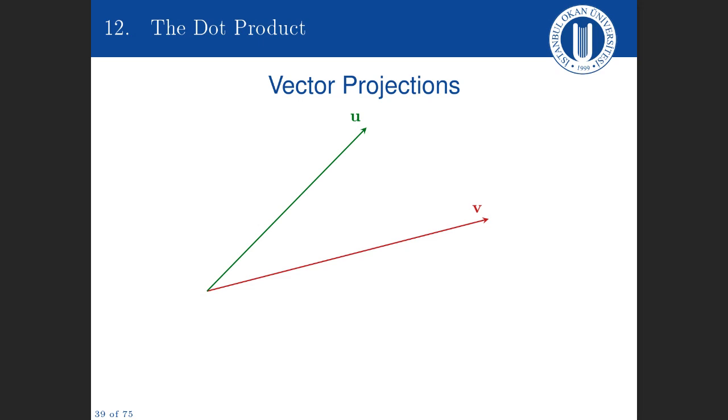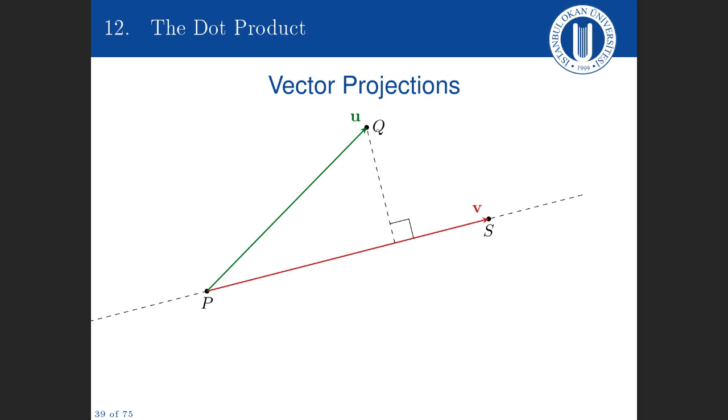Let's talk about vector projections. Let's suppose we have two vectors u and v. Let's suppose the vector u has initial point P and terminal point Q. Let's suppose the vector v has initial point P and terminal point S. I want to project u down onto v. I want to find the part of u which points in the same direction as v.